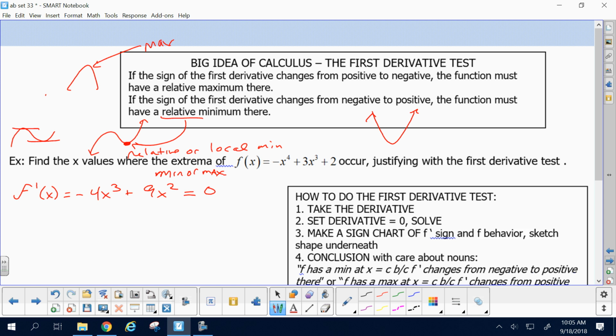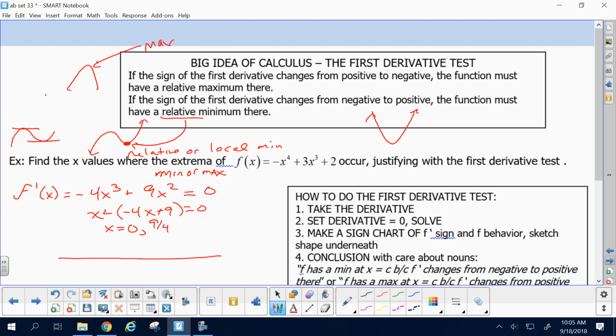Right? So how would you solve this equation? Take out an x squared, leaving you with negative 4x plus 9. And your solutions are x equal 0 and what else? 9/4 or negative 9/4? Which is it? 9/4. Okay? All right. Now, this then is gold because I just found places where the graph goes flat.